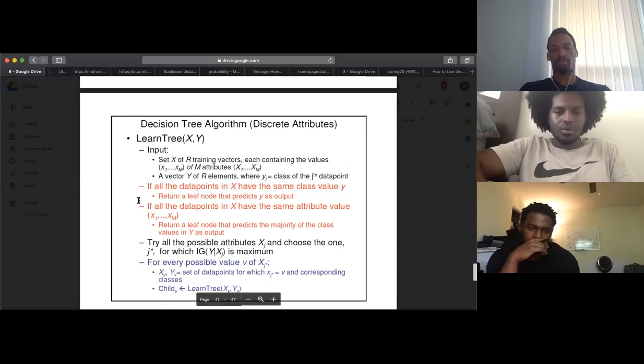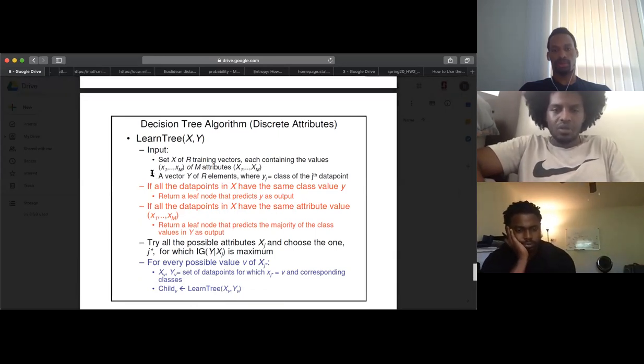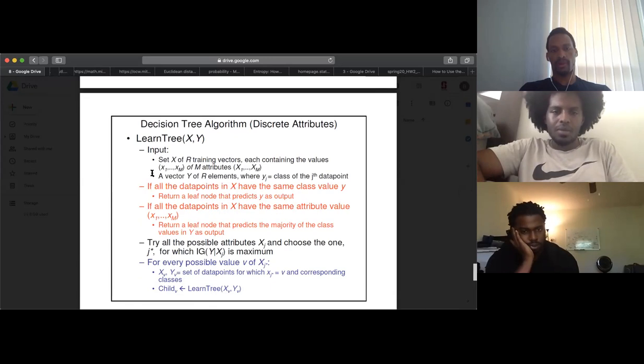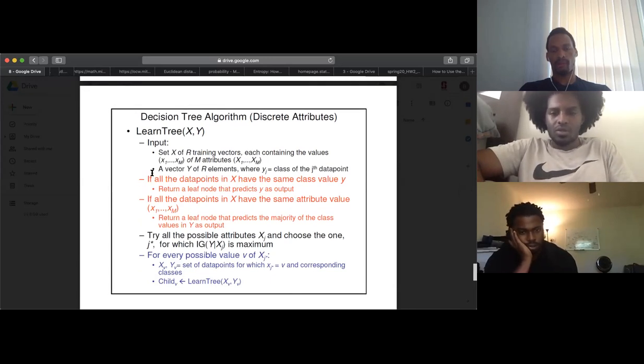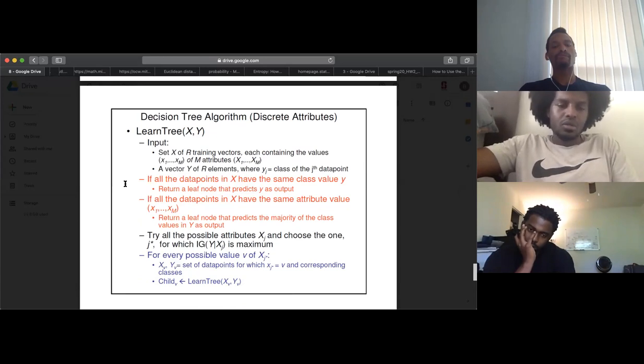Discrete's a lot simpler. So it's the exact same thing. You get the set of x_r training vectors. They all contain values x_1 to x_m. And then you have the y_r vector, that's your output labels. And so if all the data points in x have the same class value y, return the leaf node that predicts y as the output. And then if all the data points in x_r have the same attribute values x_1 to x_m, then return a leaf node that predicts the majority. This time you don't actually have a threshold.